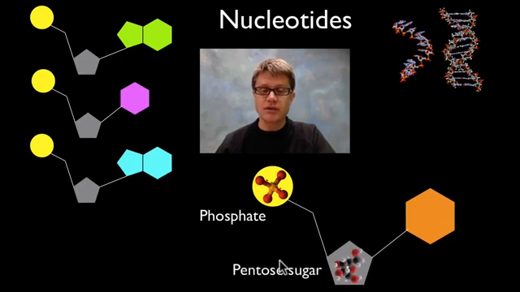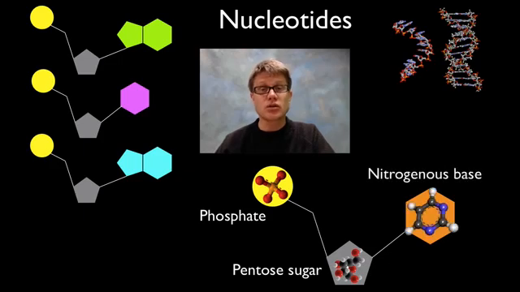What else do we have? Well, we have a pentose sugar. Pentose sugar means we have a 5-carbon sugar. In DNA, that's going to be a deoxyribose sugar, and in RNA, it's going to be a ribose sugar. And then the most interesting part of a nucleotide is going to be the nitrogenous base. It's called a nitrogenous base because it has nitrogen. Most things in life are made up of carbon, but there's going to be a lot of nitrogen here in the base of this nucleotide. And this is going to be different in each nucleotide.